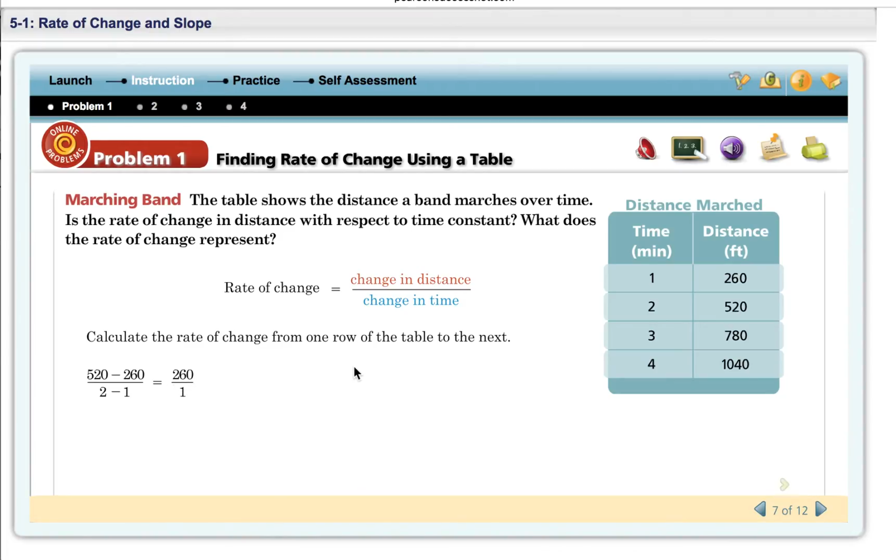And what we're going to try to do now is figure out if it's going to go up the same in each one of these. And if it is, then we'll know that we have a constant rate of change. Then, compare the next 2 rows. So we're going to subtract the difference between these two, the difference between those two, and we should get 260 as well. And the difference between the x values is also 1.